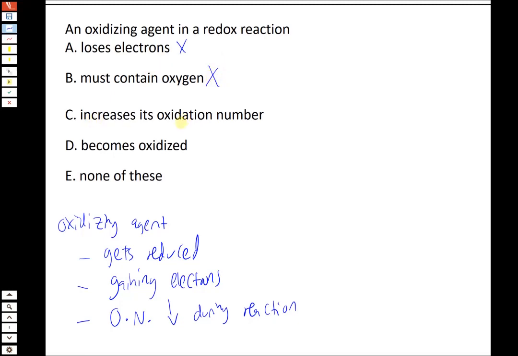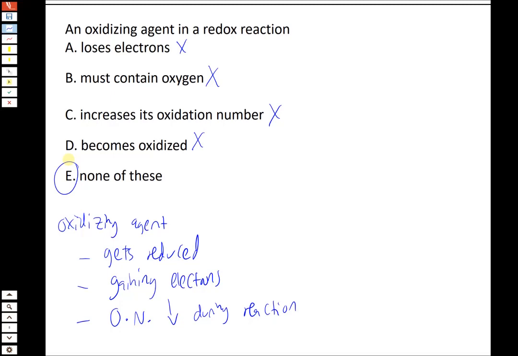Increases its oxidation number. Again, that's opposite. Oxidizing agent decreases its oxidation number during the reaction because it's getting reduced. D, becomes oxidized. Well, no, the oxidizing agent is one that becomes reduced. So all these are opposite. A, C, and D are all opposite of what it should be. So the correct answer for this is none of these.